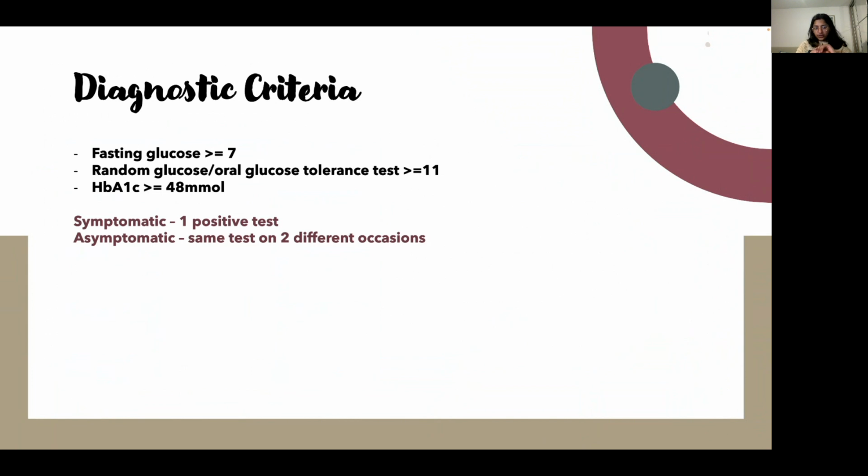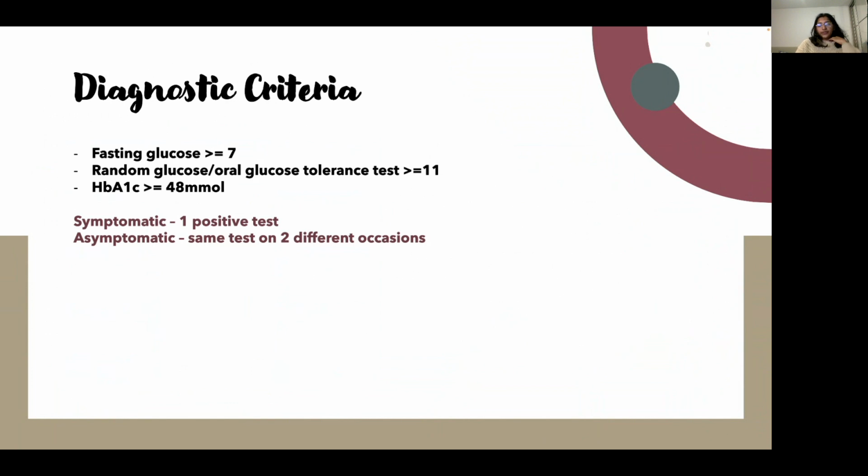The last test is called HbA1c. In long terms, it's called glycated hemoglobin, which basically means the percentage of red blood cells in the body with hemoglobin that have glucose attached to them. You're looking for a value equal to or greater than 48 millimoles, which essentially tells you that there's a lot of red blood cells that have glucose attached. There must be a lot of glucose floating in the bloodstream for it to bind to.